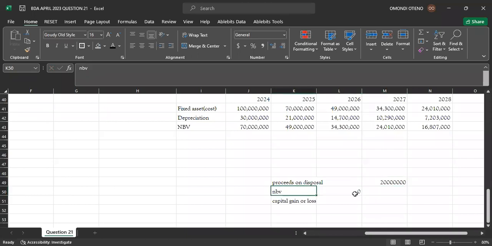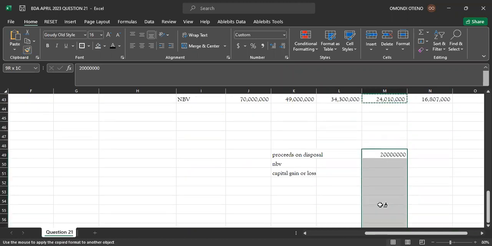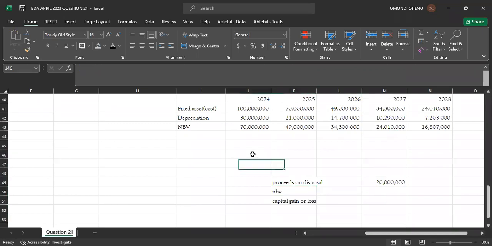How about the net book value of this asset as at the end of the project life? Remember, it is not the end of the asset life, it is the end of the project life. So at the end of the project life in 2028, what are we going to have as the capital gain? That's why we are doing all this. So proceeds on disposal is 20 million. Can we now compare this 20 million with the net book value of our asset? Can someone give me the net book value of the asset?